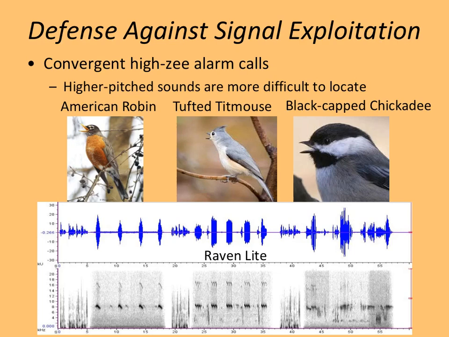Okay. So this is convergence, right? We have two different lineages. The two on the right are related. The one on the left is not. And they both have the same sort of call to distract predators. It's an alarm call that tells others, their conspecifics, or not conspecifics, others, that there's a predator in the area without drawing the predator's attention too much to themselves.